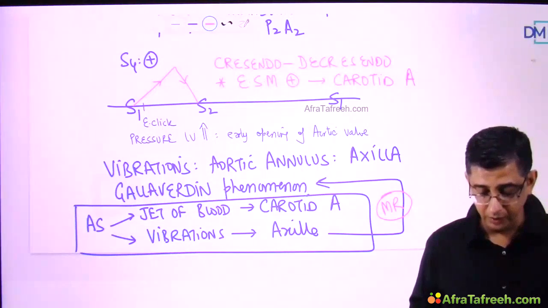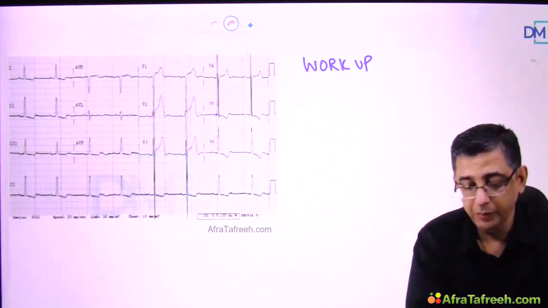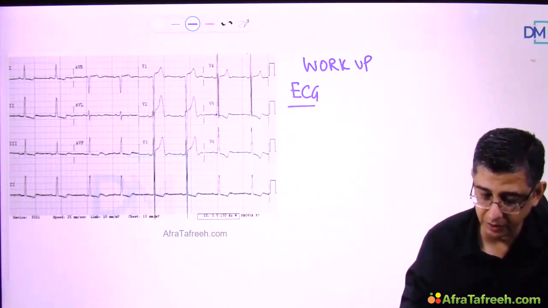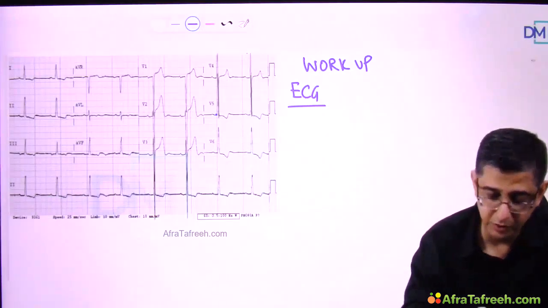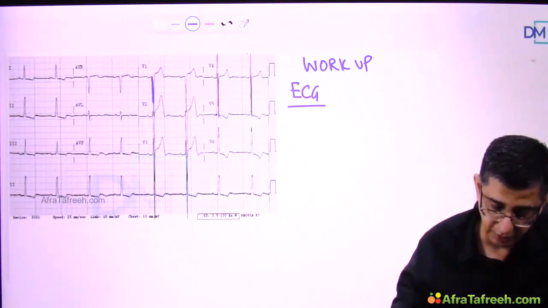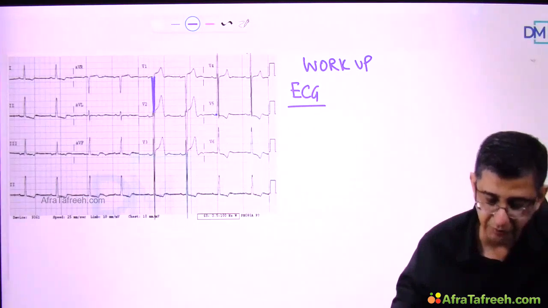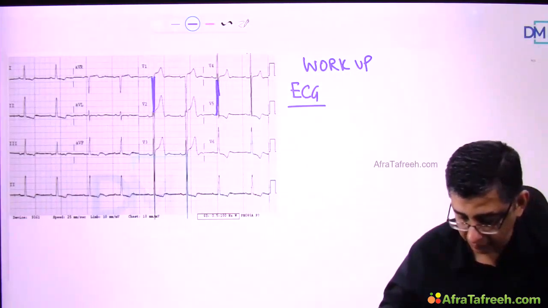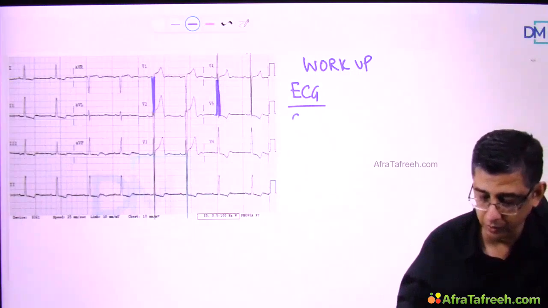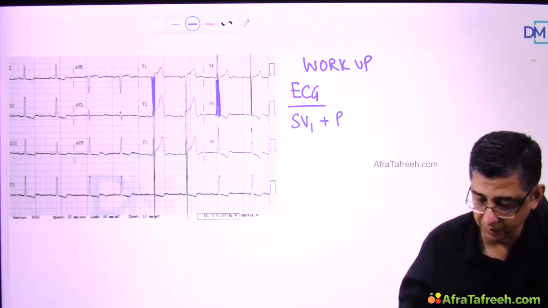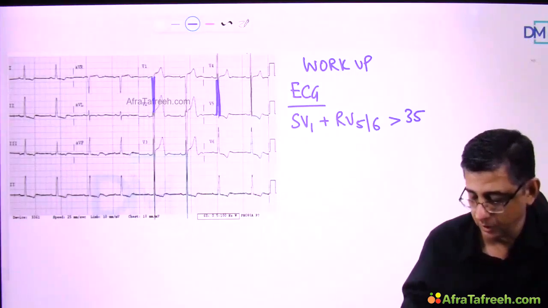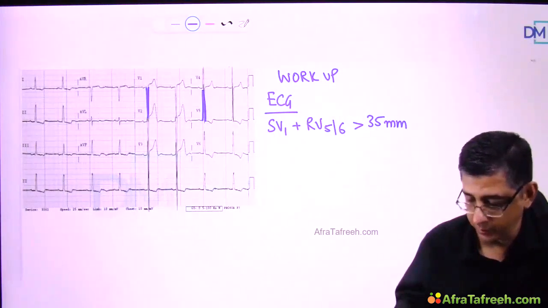Let us now look at the ECG criteria for diagnosis of this patient. We shall now talk about workup of patients of aortic stenosis, and the first investigation to be done will be a baseline ECG. One of the highlights of the ECG of valvular aortic stenosis is that the S waves will be very deep in lead V1, and the R waves in lead V5 will be very, very tall. I'm applying the rule here, that SV1 plus RV5 or V6 should be more than 35 to call it left ventricular hypertrophy.